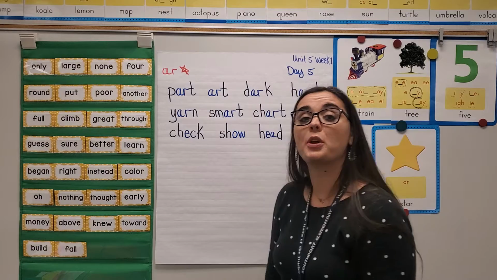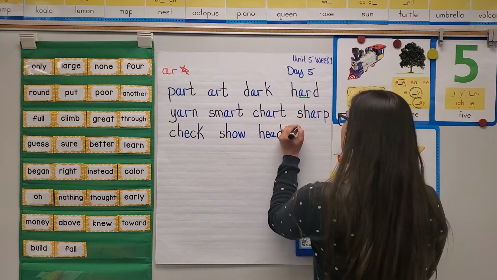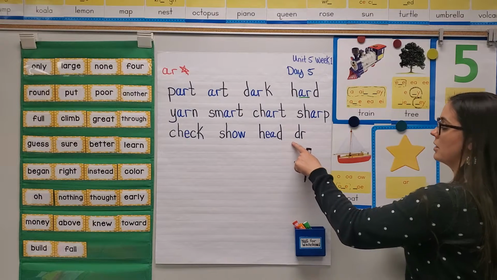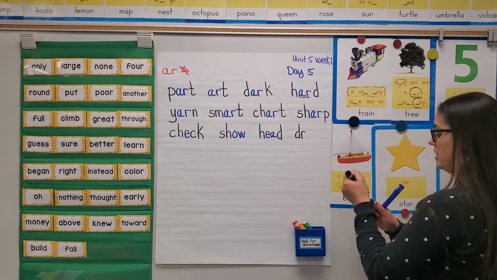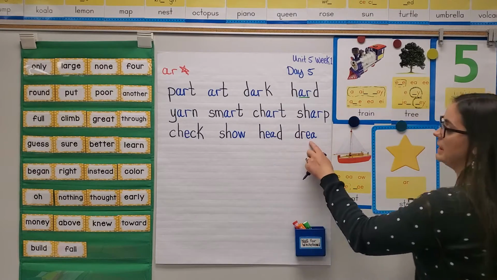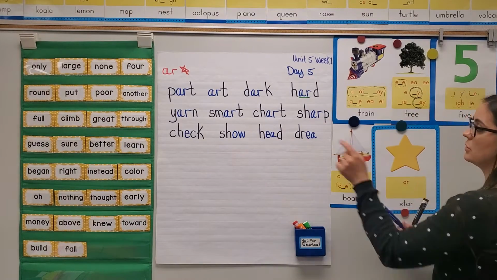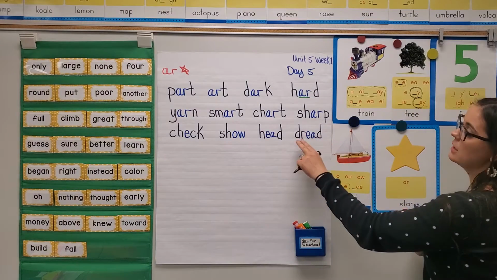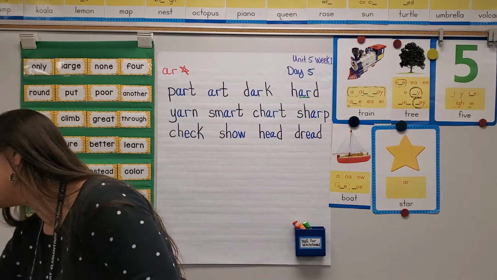And last word, dread, your turn. Der, da, dread. DR, da, der. D says da, R says da, der. And EA, another one where it's ed, dread. D says da, ed, dread. All right, let's do a sentence.